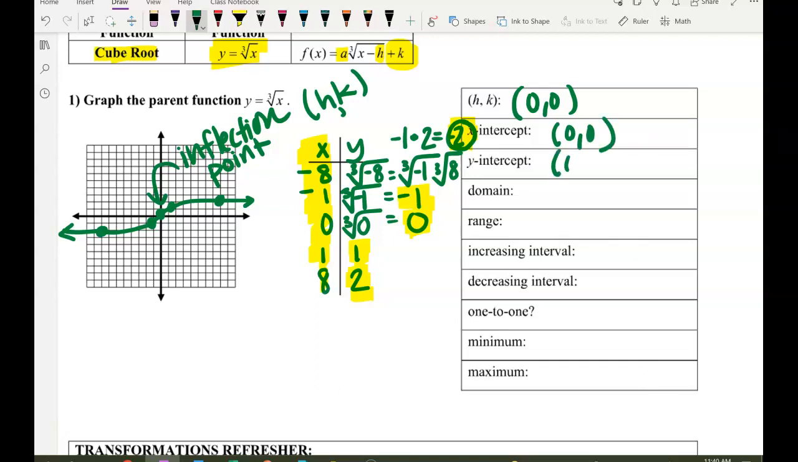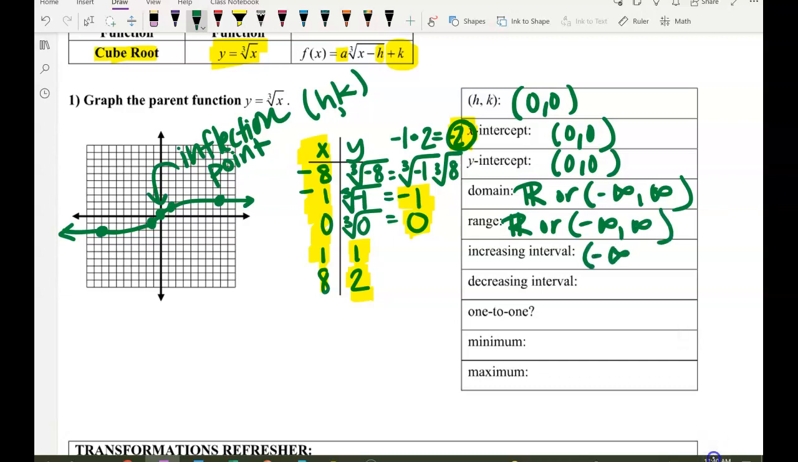The y-intercept is at 0, 0. Your domain is going to be all real numbers, or we can write it from -infinity to infinity. Your range is very similar. It's, again, all real numbers, or we can write it from -infinity to infinity. For the parent function, it is increasing the entire time.